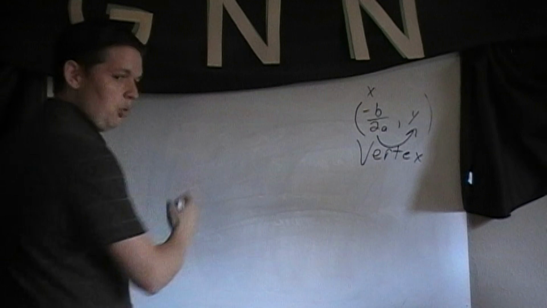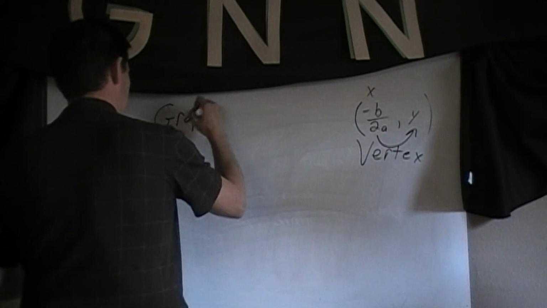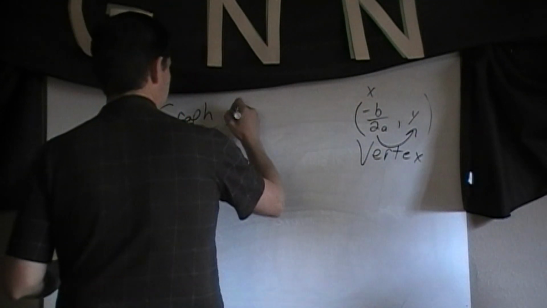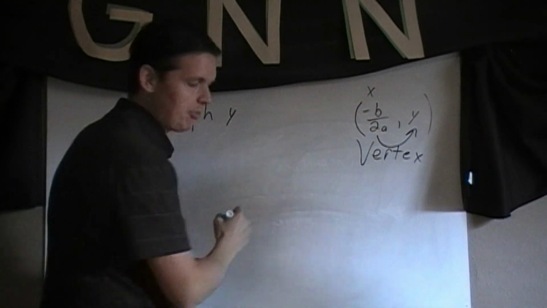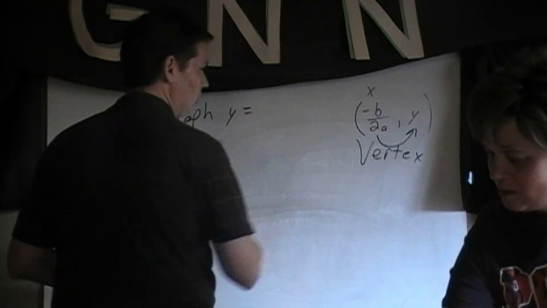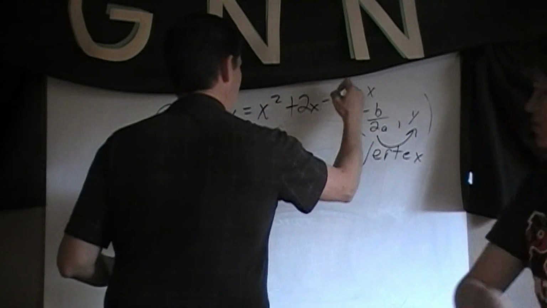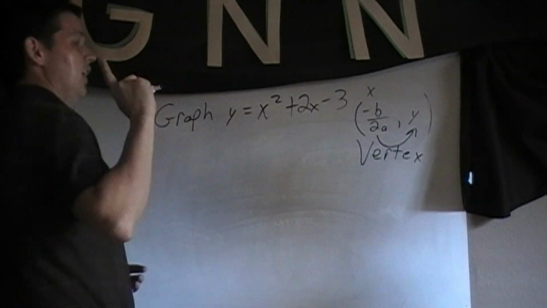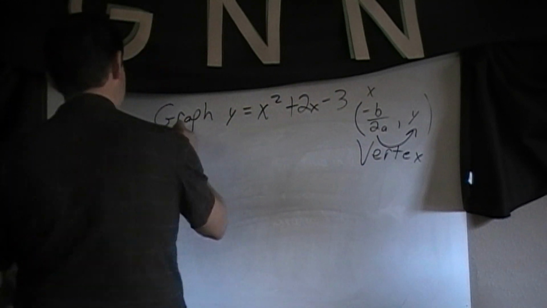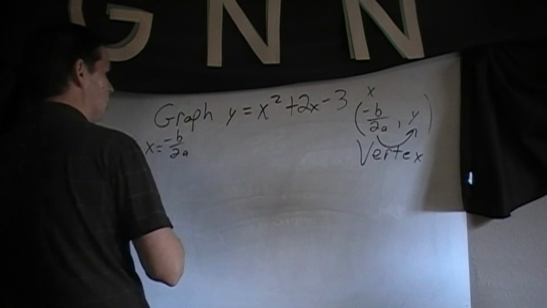What we want to do is graph y equals x squared plus 2x minus 3. So the very first thing we do is find the vertex. Negative b over 2a is the x value of the vertex.